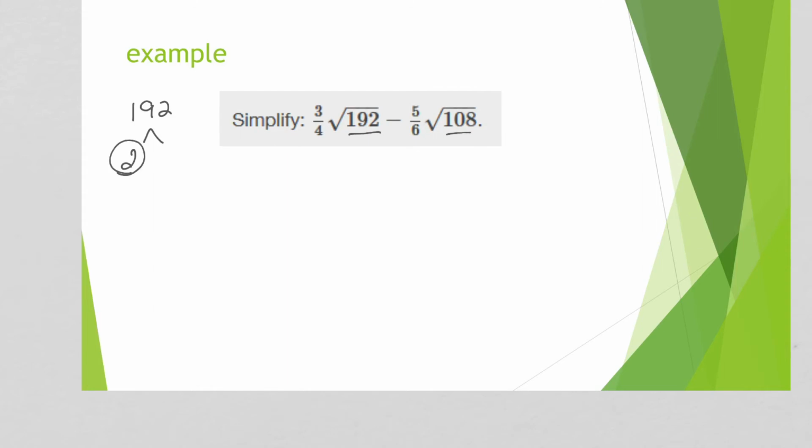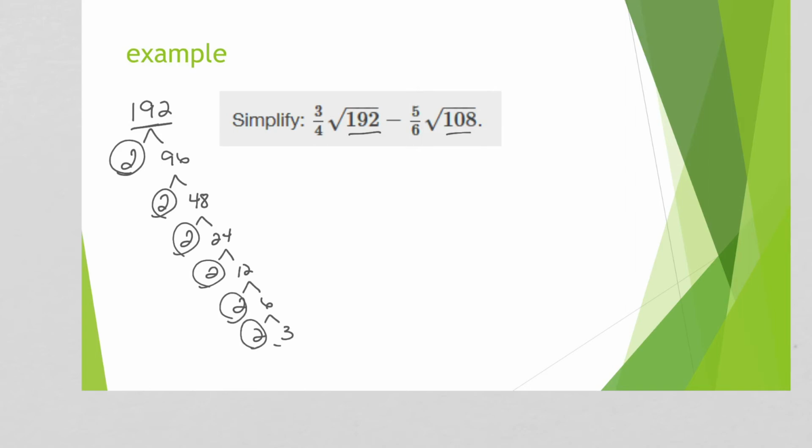So I made my factor tree. 192 divided by 2 is 96. And I circle my primes, okay? 2 is prime. Now I can keep going with my factor tree, because I'm going to write 192 as a product of prime numbers. So then I've got 2 and 48. 2 is prime. 2 and 24. 2 is prime. 2 and 12, 2 is prime, 2 and 6, again 2 is prime, and 2 and 3, and 2 and 3 are prime.